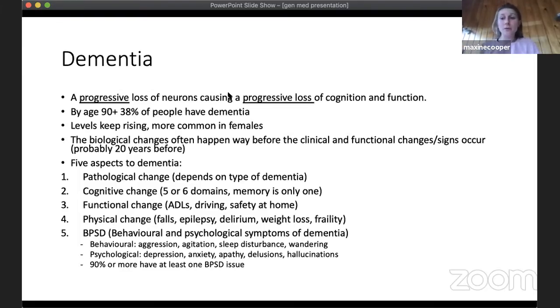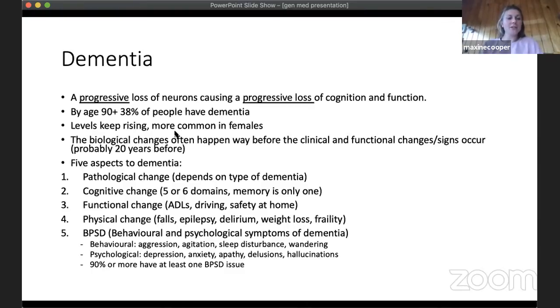As you can see, it's super common. By the age of 90, 38% have dementia. And with our aging population and just in general, this is increasing. So it's really, really important to have a good understanding about it. The levels keep increasing as well, but it is more common in females.